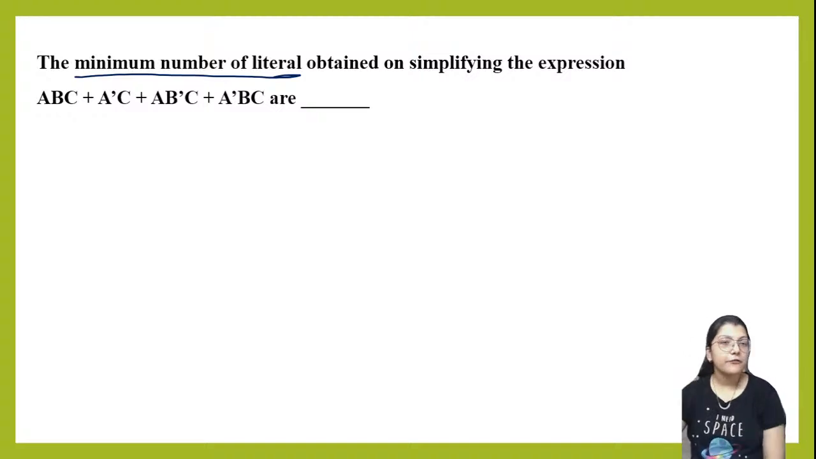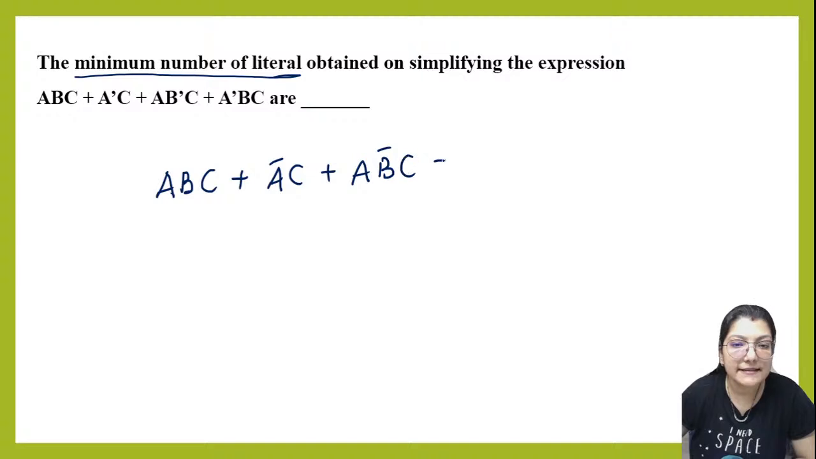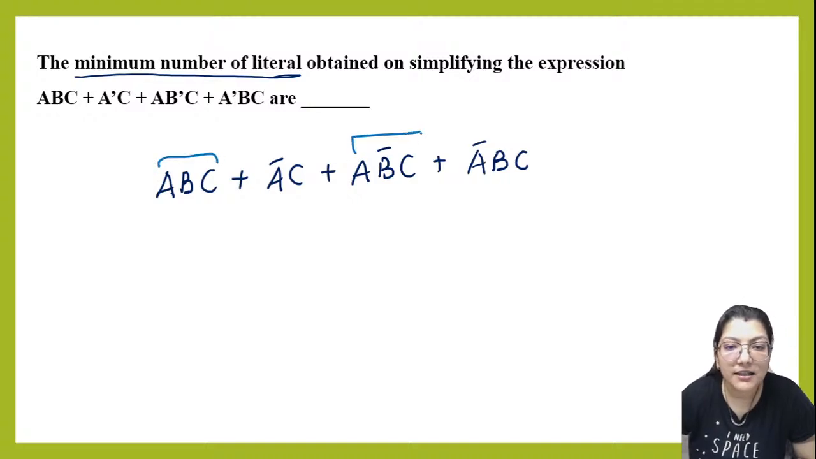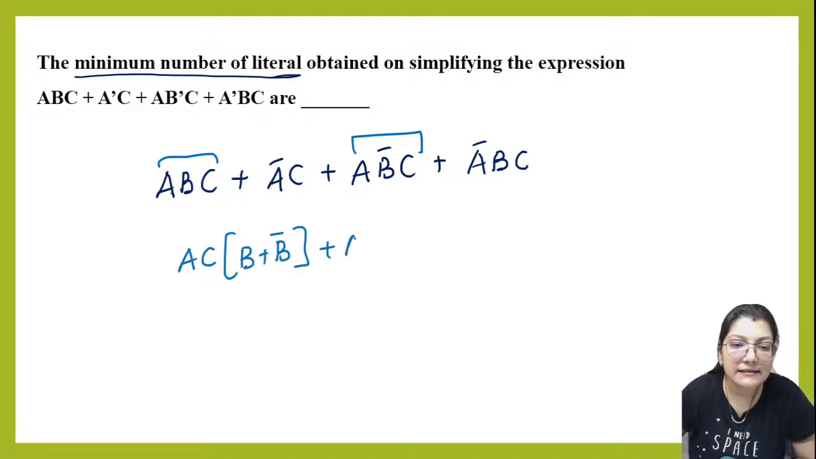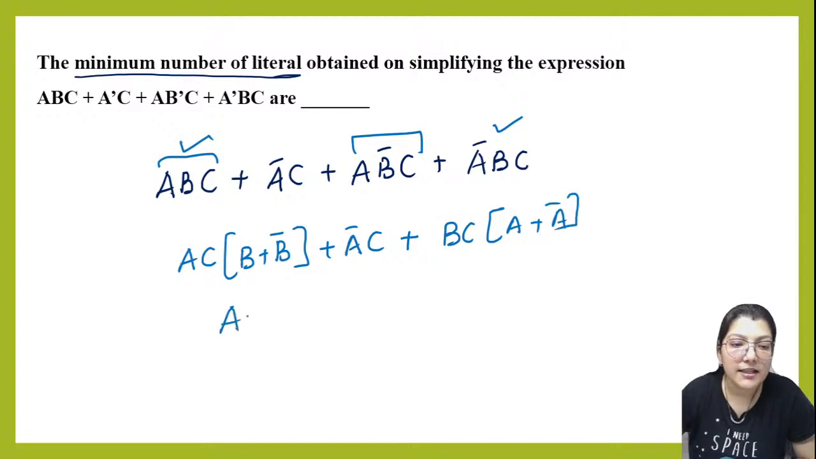So what we have to do, we have to simply simplify this. So ABC plus A complement C plus AB complement C plus A complement BC. Now I have to see which terms I can take in common. So I can take ABC and AB complement C. I can take AC common from this, it will be B plus B complement. Plus A complement C plus, again I can take this and this as one, so it will be BC and A plus A complement. So the terms left are AC plus A complement C plus BC.